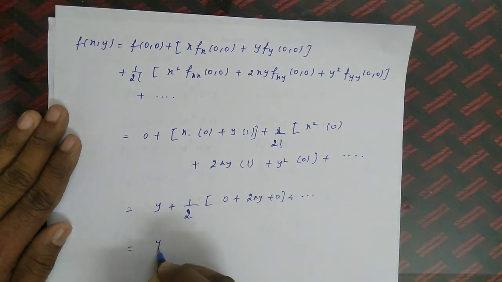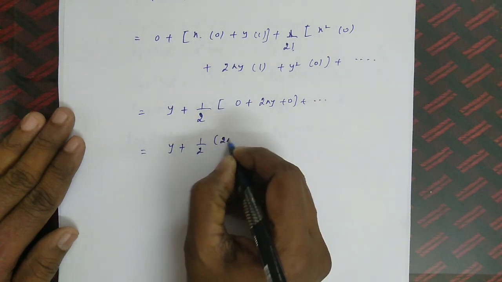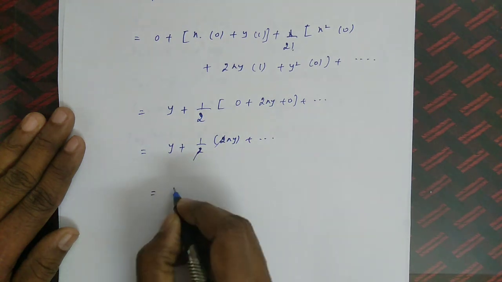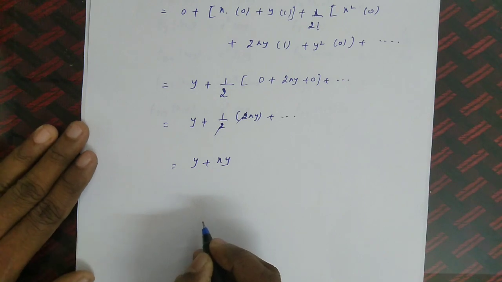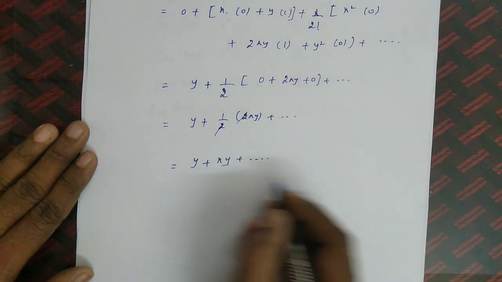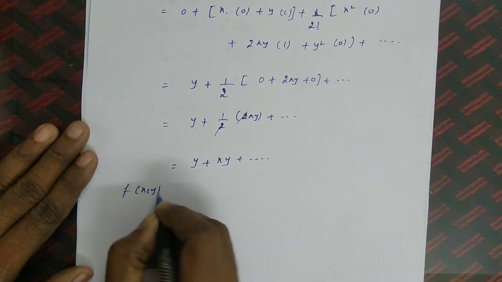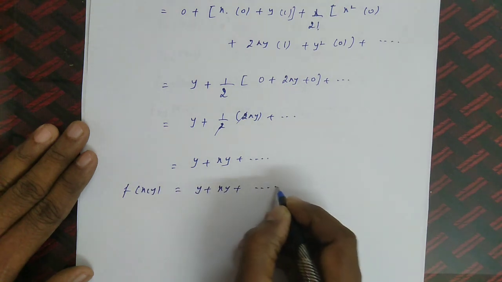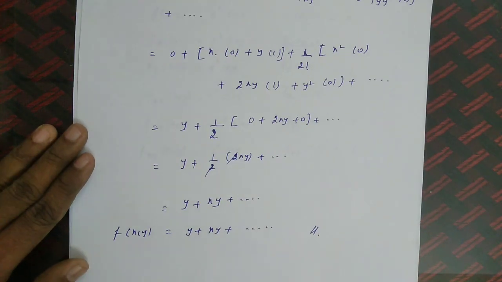So, what is the answer? y plus 1 by 2 into 2xy plus etc. So, we can cancel the 2 also. So, which is equal to y plus xy. So, the required series, okay, we have to put without fail this plus dot dot dot, then only it is understood it is a series. Okay. Therefore, what is our left hand side? f of x comma y is equal to y plus xy plus etc., which is the required series for the given f of x comma y.